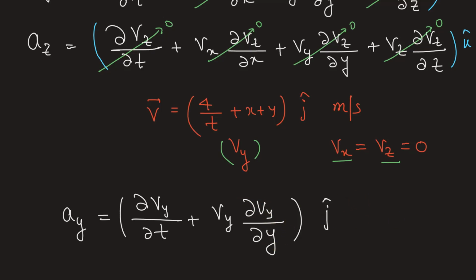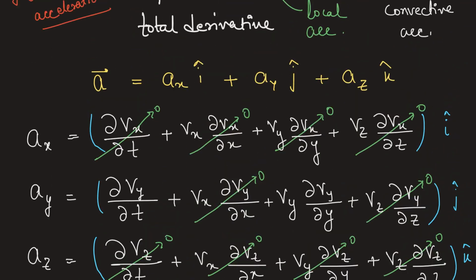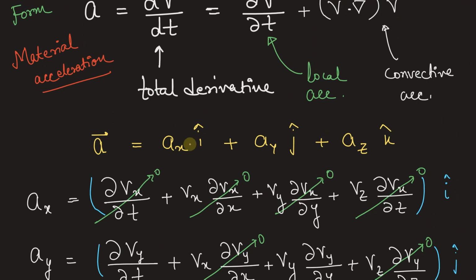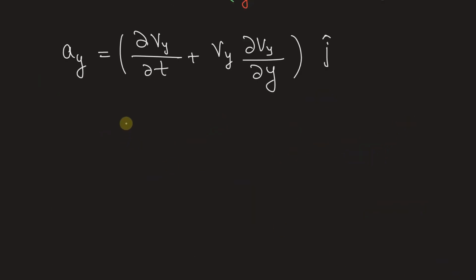You can also observe from the expression of acceleration that Ax is 0, we got only Ay, and Az is also equal to 0. So the total acceleration vector A is equal to Ay j cap. Now let's substitute the value of velocity in this Ay, that means acceleration, and perform the operations.